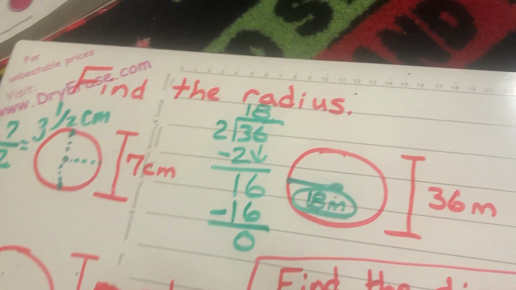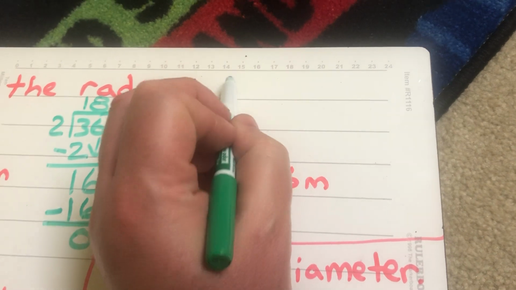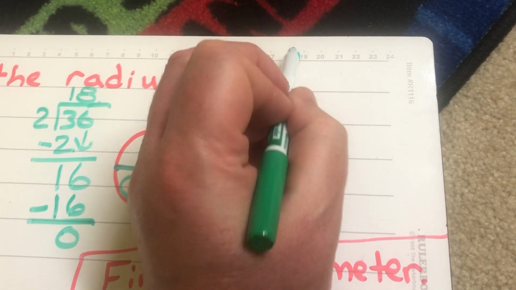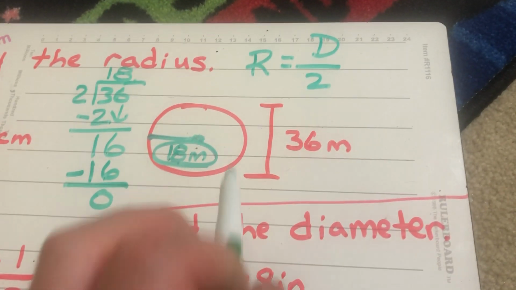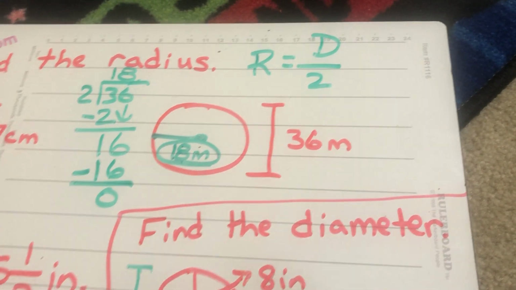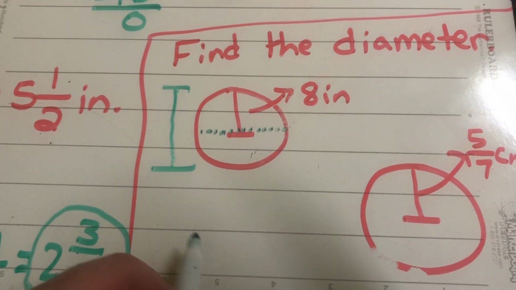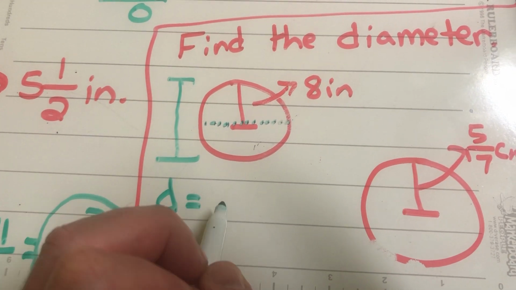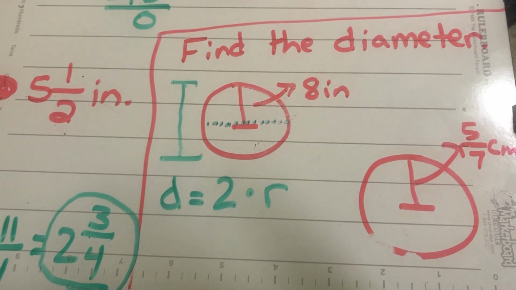So when we think about radius, we can think of it in this formula, and this might be one to write down. I'm going to use R for radius. Radius equals D for diameter divided by 2. Half the distance is equal to the whole distance divided by 2. Well, finding the diameter could be the exact opposite. Diameter equals 2 times the radius.